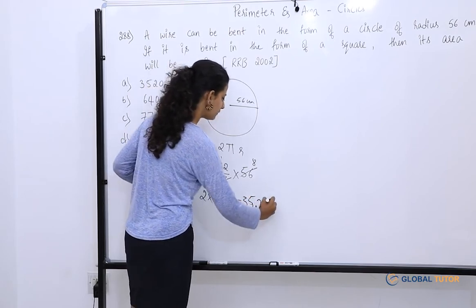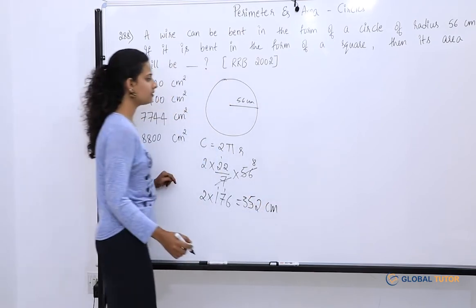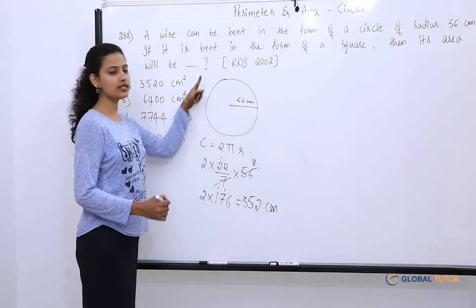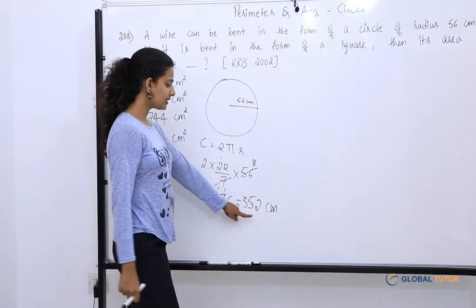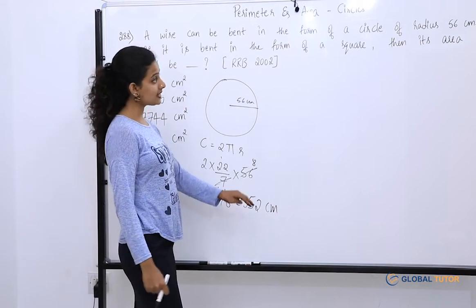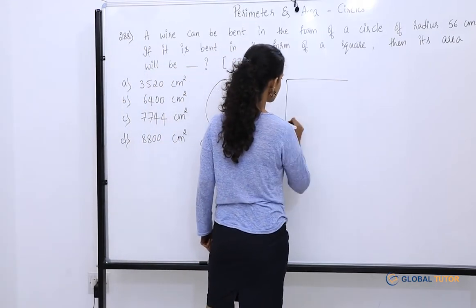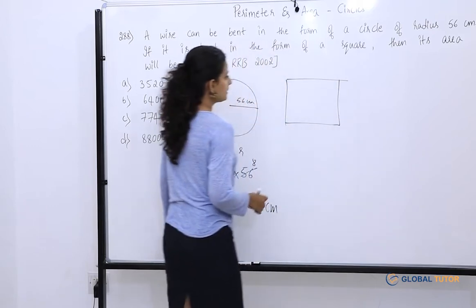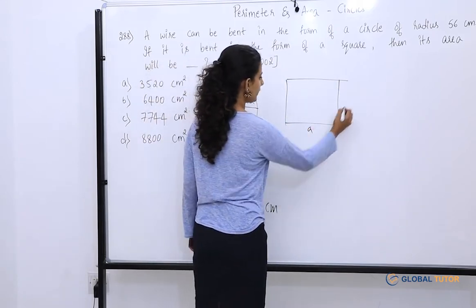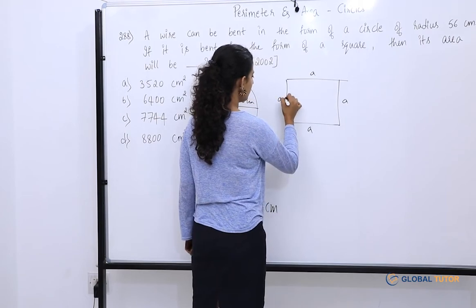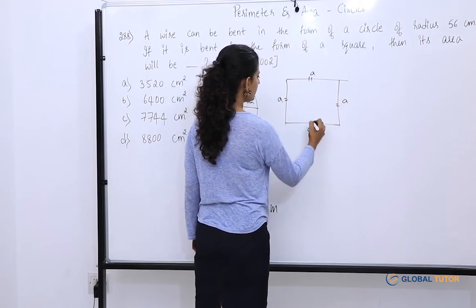So 352 centimeter is the circumference of this circle. Now this is the circumference of a circle. The same wire is bent to make a square. So here in the square, all the sides are equal, right?